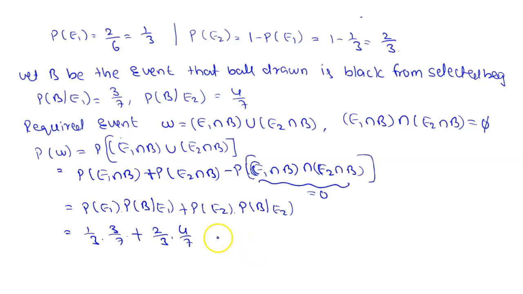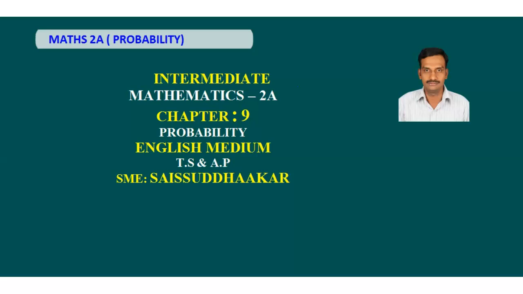So here 3 7s are 21, 21 is the LCM. 3 plus 4 2s are 8. Right? 8 plus 3 is equal to 11. So 11 by 21. This is the answer. Okay. Right. Now go for question number 23.